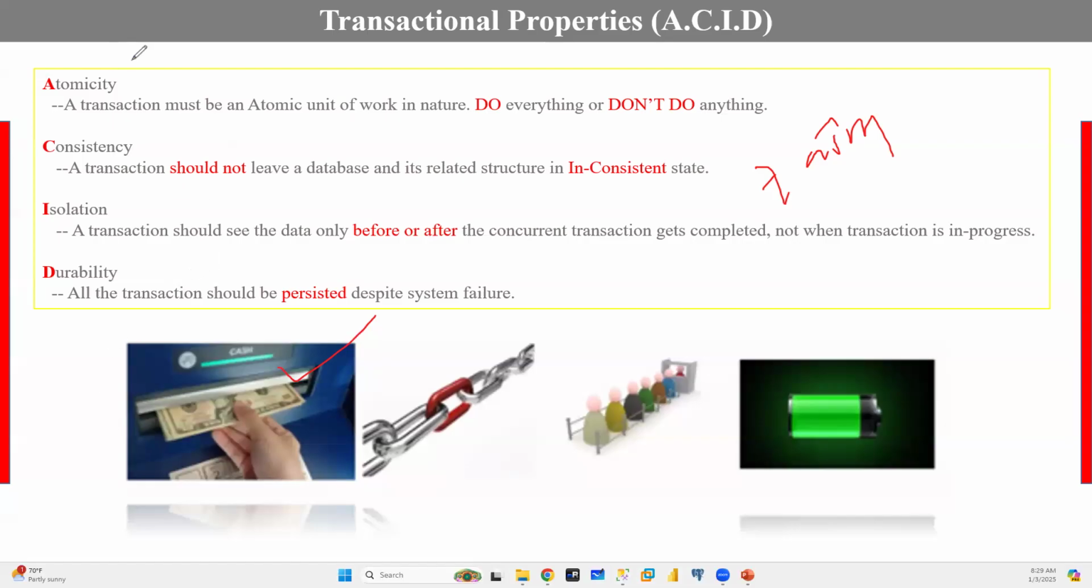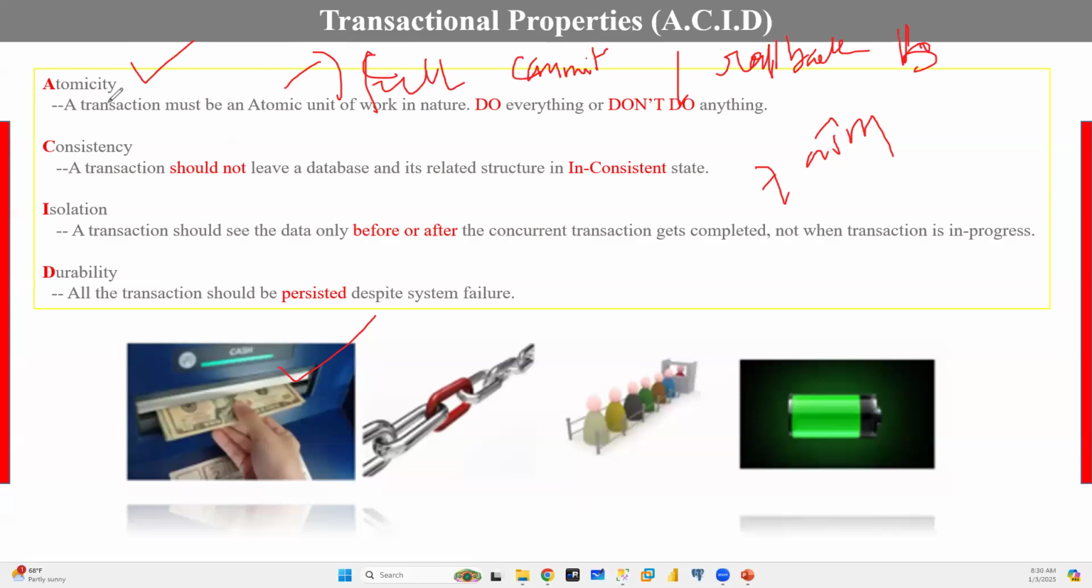So, sir, what exactly does atomicity mean? Your transaction should be fully committed or fully rolled back. Very simple understanding. Either it should be fully committed or it should be fully rolled back. That is what is taken care of by atomicity. It means you need to receive the cash and it needs to be debited from your account. That's it. It's vice versa.